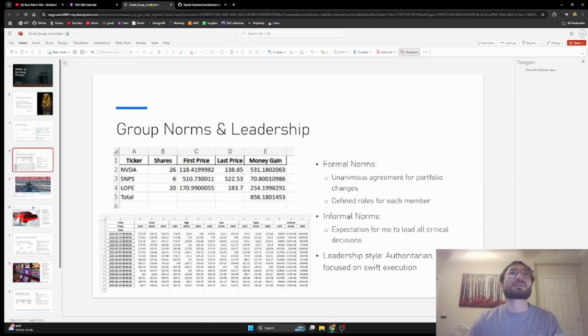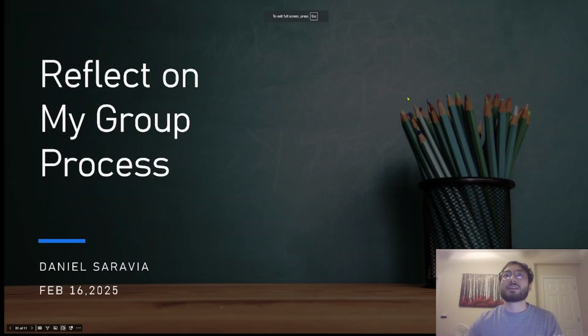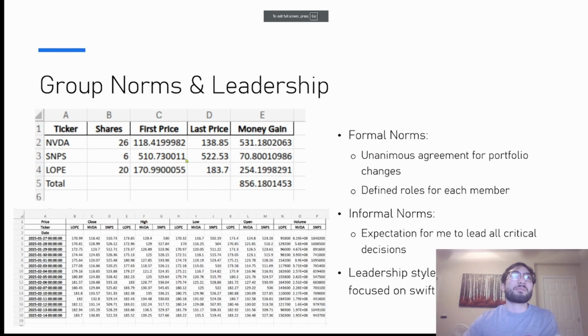So let's go back to our slides. My program makes these two Excel files as output. There's a plugin called Yahoo Finance that you can use to pull down data from the past and present of stock prices. Here we can see the first price when we first bought our NVDA, SNPS, and LOPE GCU stock, the price when we sold, and the money we gained. We gained $856 from our 10K investment. I think that's great. I'll show you in the conclusion how we did.